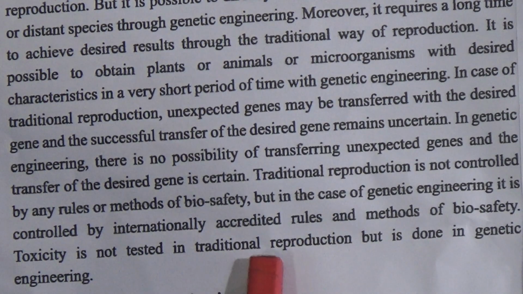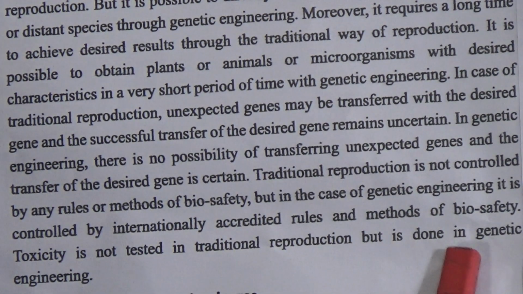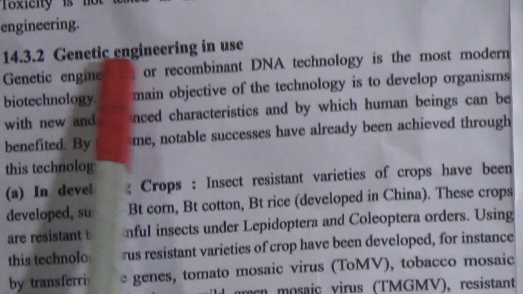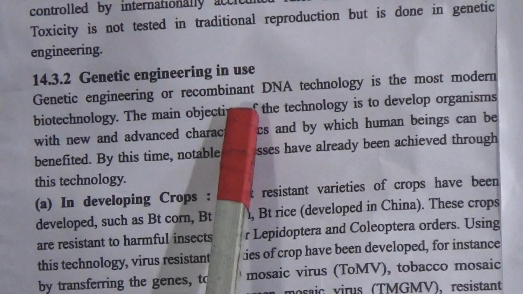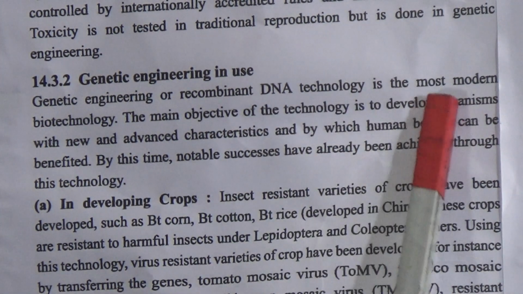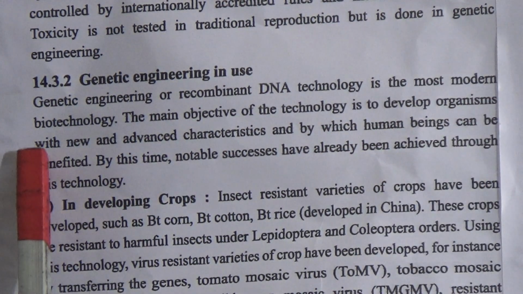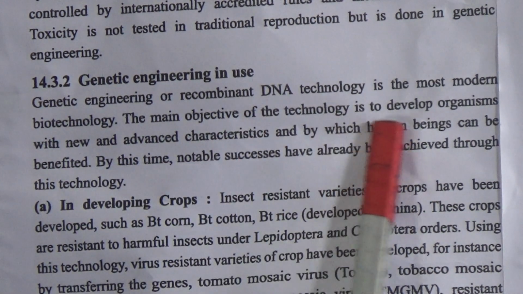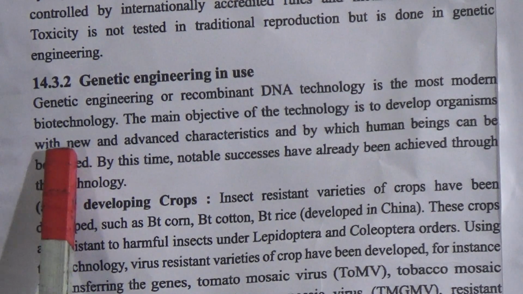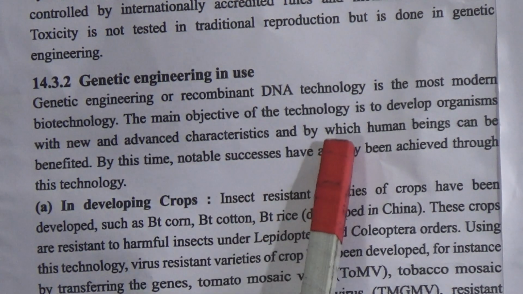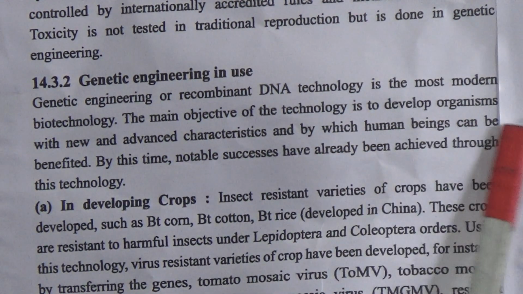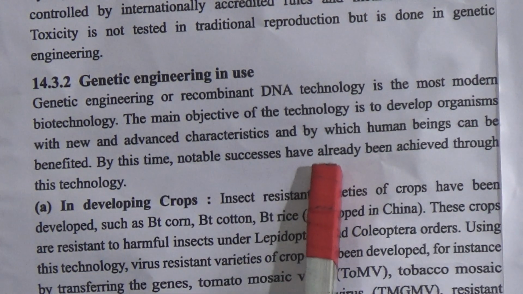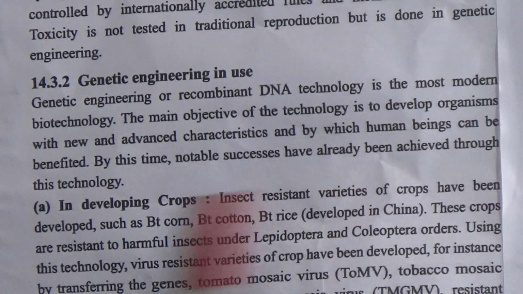Toxicity is not tested in traditional reproduction, but is done in genetic engineering. Now come to uses of genetic engineering. Genetic engineering, or recombinant DNA technology, is the most modern biotechnology. The main objective of the technology is to develop organisms with new and advanced characteristics, by which human beings can be benefited. By this time, notable successes have already been achieved through this technology.